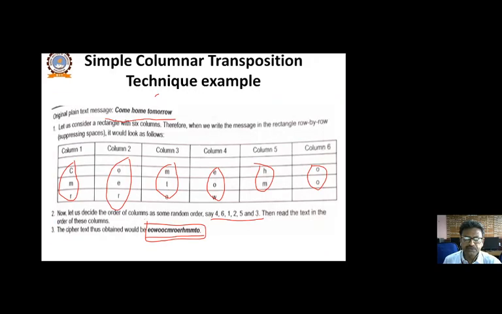Now, in the previous case, we have taken only one round. We have written the text row by row and read the text column by column, and only one round has been taken, that is 4, 6, 1, 2, 5, 3. So "come home tomorrow" will become, the ciphertext will become EOW, and so on.